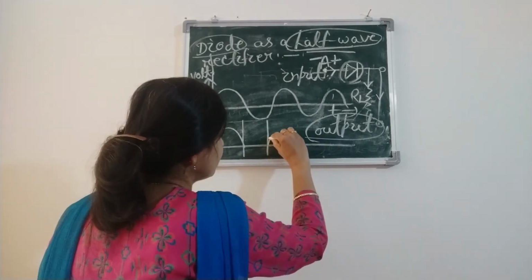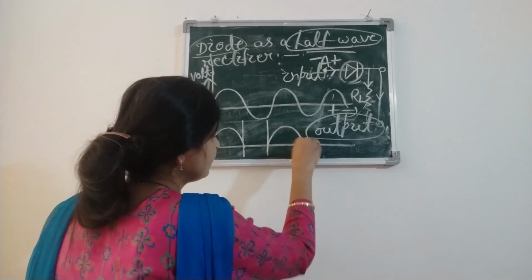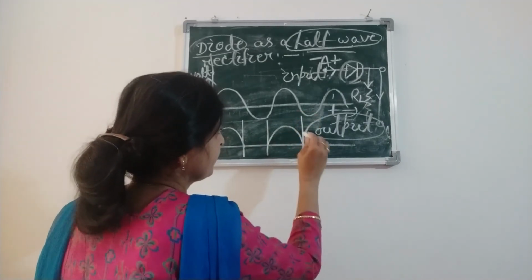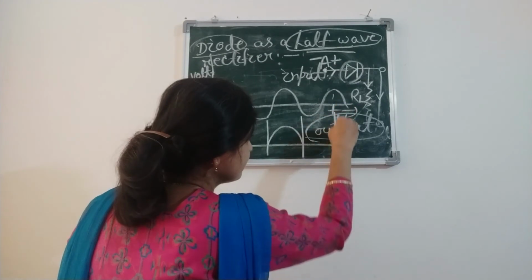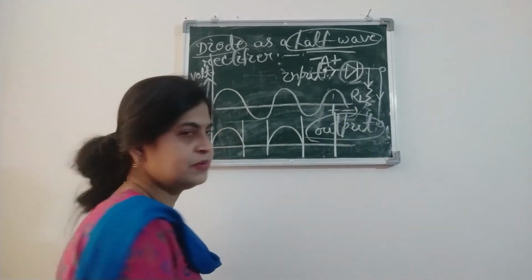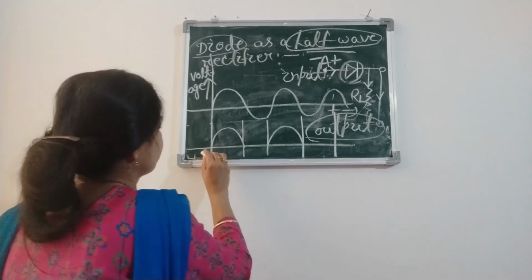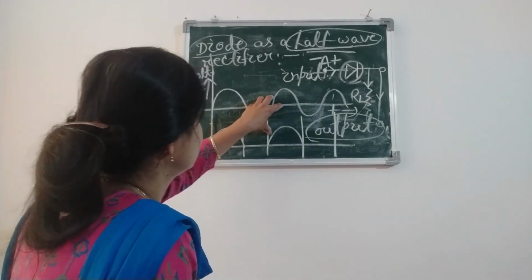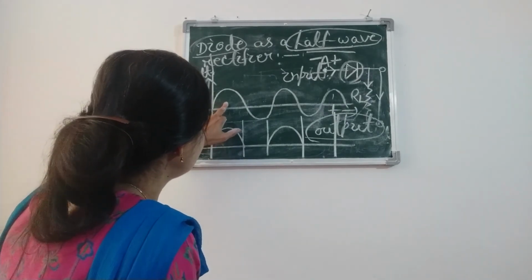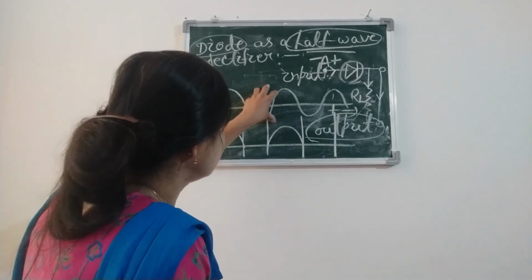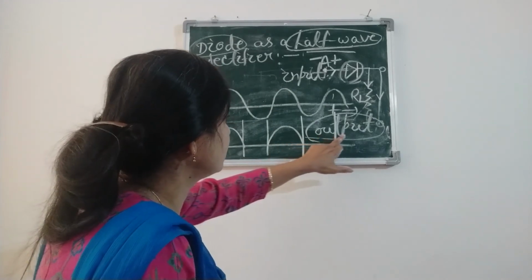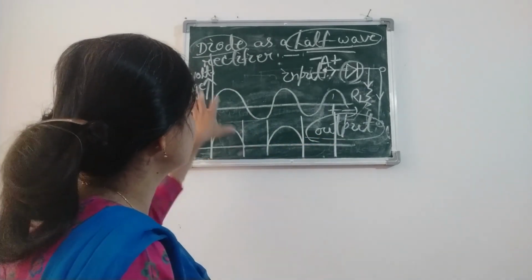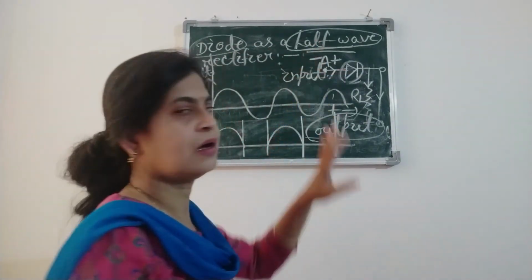Again same process will repeat. Next, in forward biasing output will be obtained, and during reverse the output will be 0. So mark these two characteristics. Input characteristics will be continuous, but the output characteristics will be only for your forward bias. So this is all about your half wave rectifier.